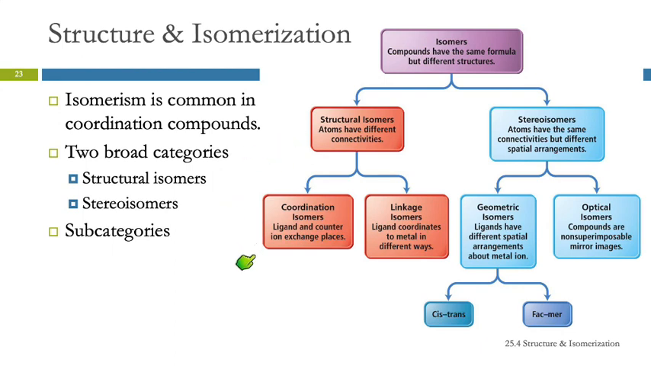With the structural isomers, we can have coordination isomers where the ligand and the counterion exchange places, or we can have linkage isomers where the ligand coordinates to the metal by a different atom. Stereoisomers, we have geometric isomers, different arrangements around the metal ion, and we'll talk about those. And then optical isomers, which is kind of a nice lead-in to organic chemistry, the concept of chirality, handedness, right? Well, let's see where this goes.